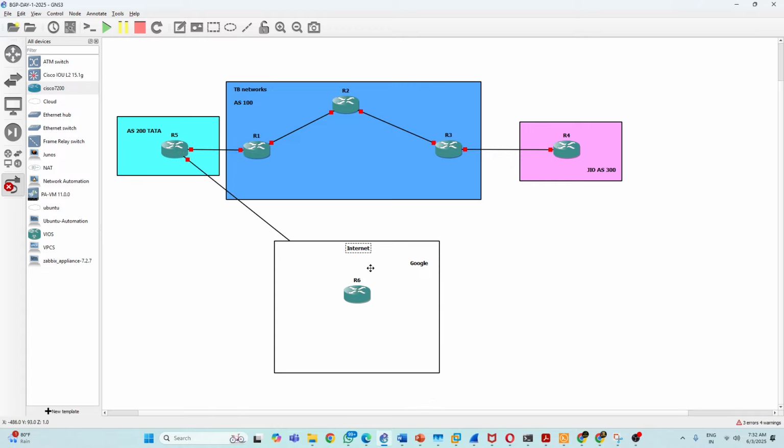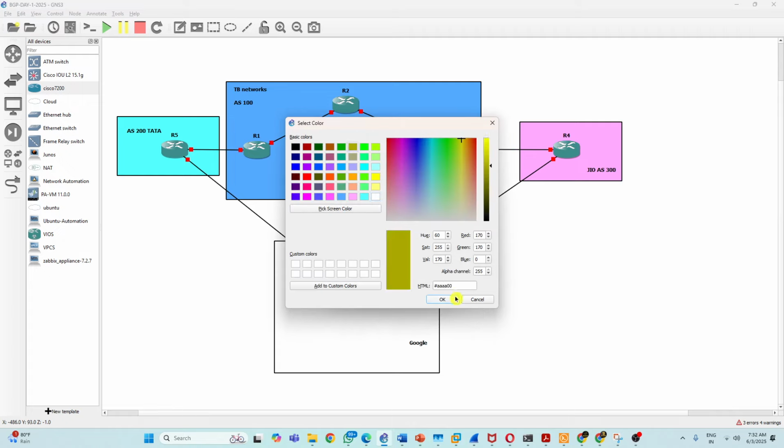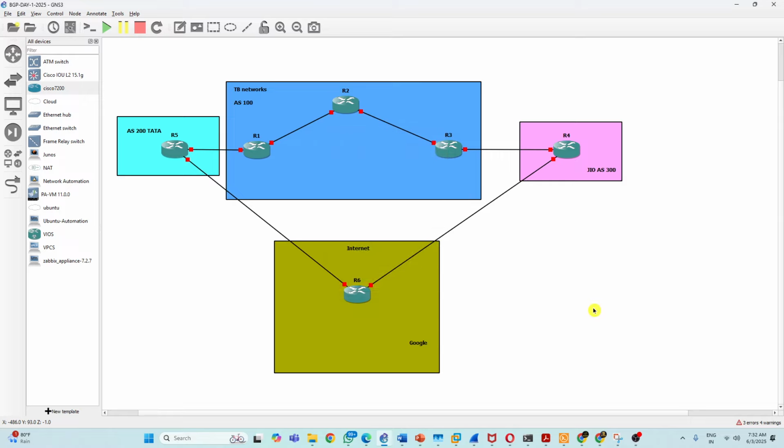Guys, are you getting my point? Yes, sir. Yeah. Okay, cool. Okay, cool. So in internet, let's assign any color. What color can I assign? This is good. Okay, fine.